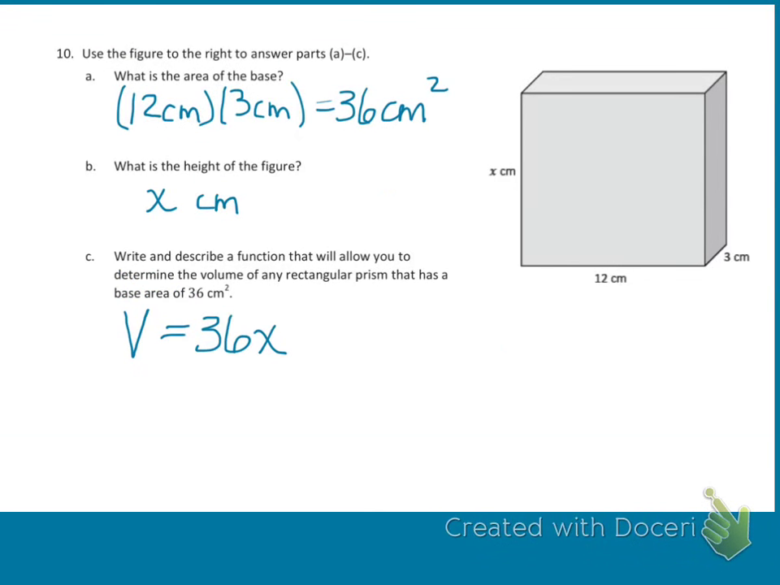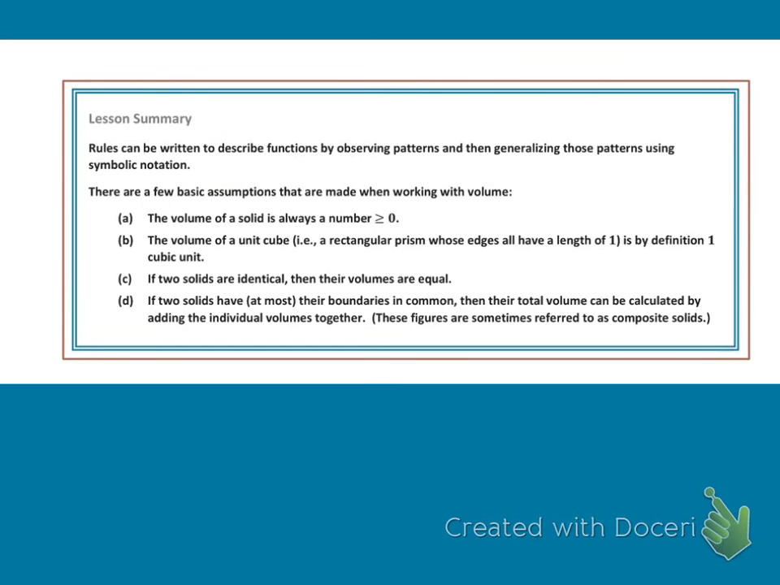So we've now used functions to describe both the area of a figure and volume as well. All right, so let's just do a quick review. It says rules can be written to describe functions by observing patterns and then generalizing those patterns using symbolic notation. We did that twice in this lesson. We did it first with the sort of picture frame activity, and then we did it second with these different prisms that all had the same base area.